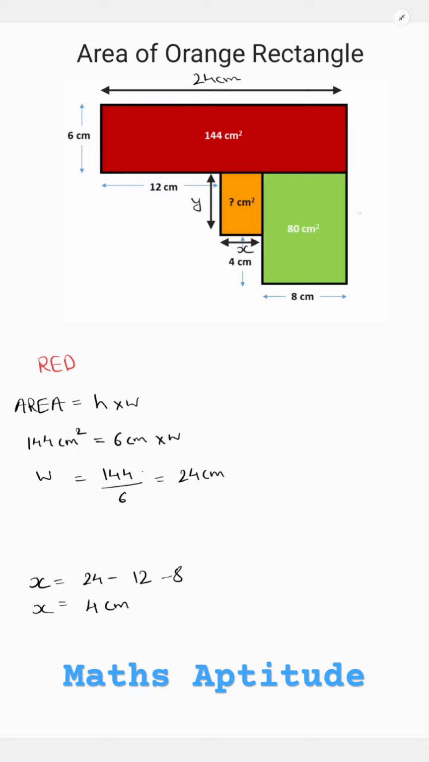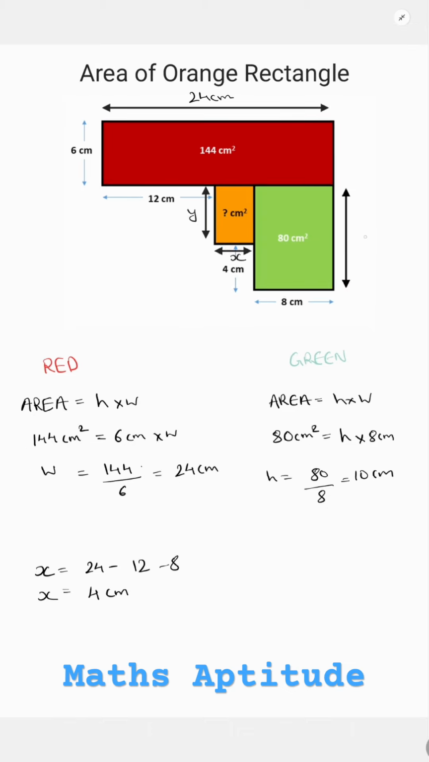Now in order to get the value of y, we need to calculate the height of the green rectangle. So the area for the green rectangle will be again height times width. The area given is 80 square centimeter. The height we have to calculate and the width is 8 centimeter. So similarly, the height will be 80 divided by 8, which is 10 centimeter. So we know that this height is 10 centimeter. Since this total height is 10 centimeter and we have been given this height to be 4 centimeter, we can calculate y to be 10 minus 4, that is 6 centimeter.